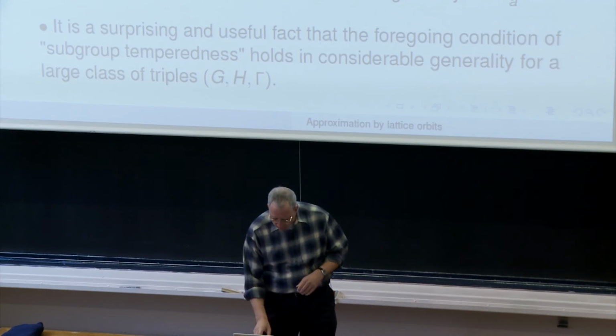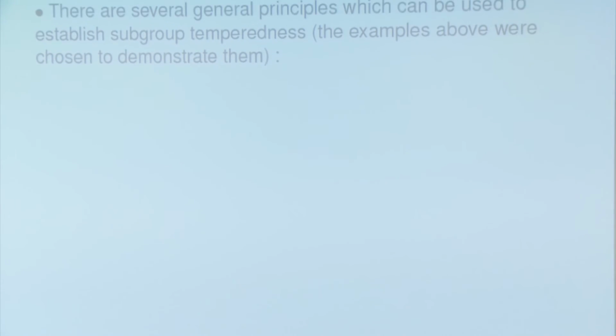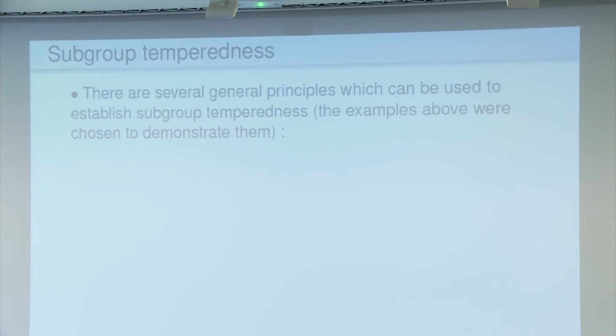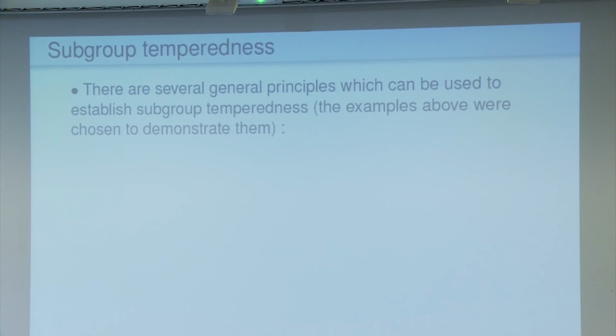So what I would like to do now, in the 3 or 4 minutes that I have left, is say that there are many examples where the restriction of the automorphic representation on G mod gamma to a subgroup H is in fact tempered as a representation of H. And it's actually quite robust. We were really quite surprised by this. The examples that I had in the introduction are designed to demonstrate these principles, several general principles which can be used to establish subgroup temperedness.